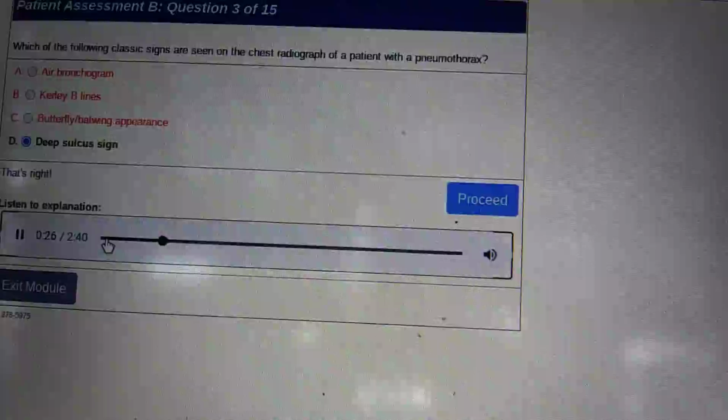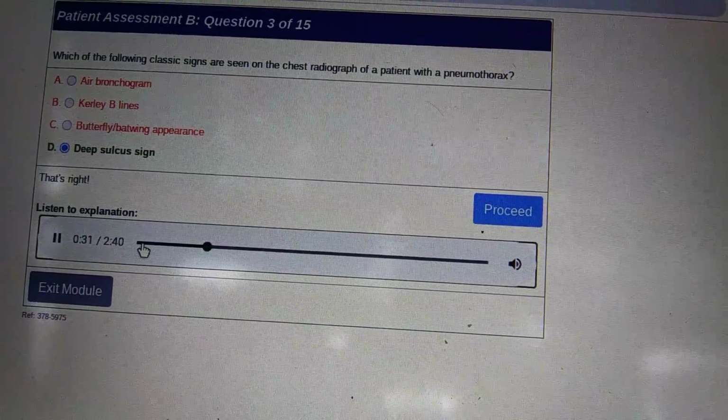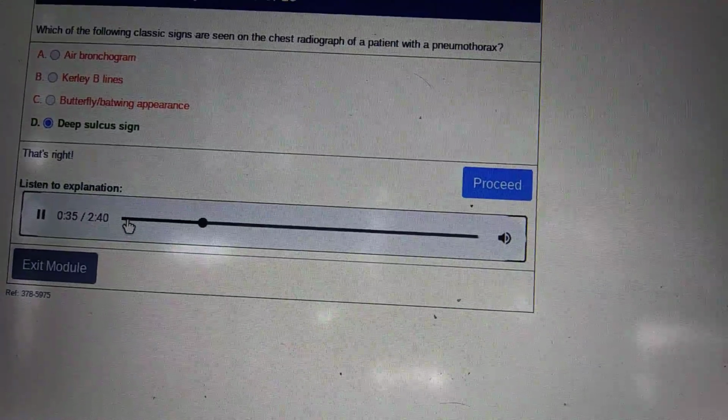So it's a straightforward question. What's going to be associated with a pneumothorax? So you come down to the options. Option A says an air bronchogram. When you see that, your brain should say pneumonia.